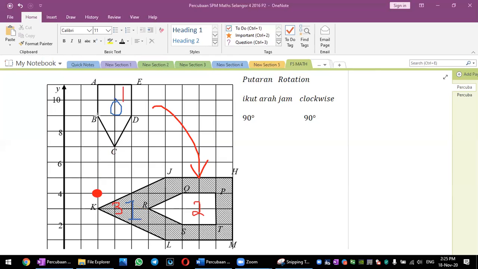Contoh lah, kita cakap B pula. B akan rotate pergi mana? Do you know the image of B? Mana image B lepas dia putar?